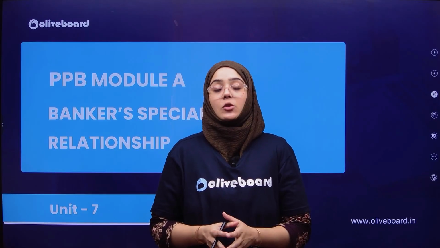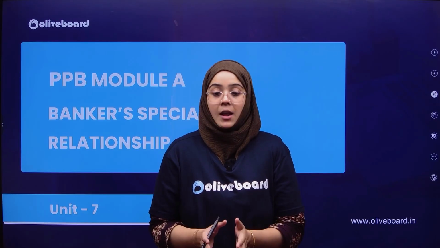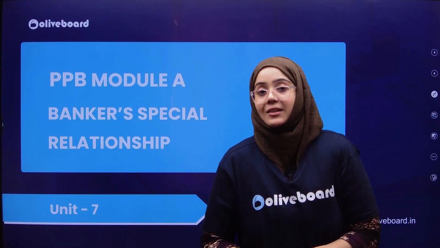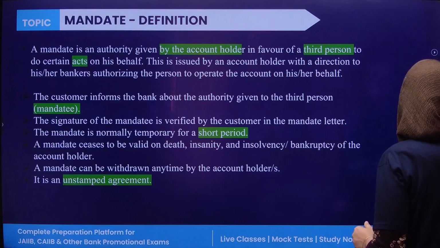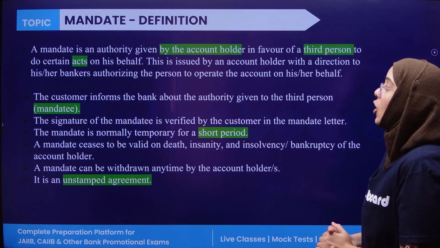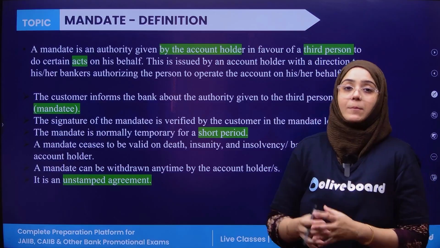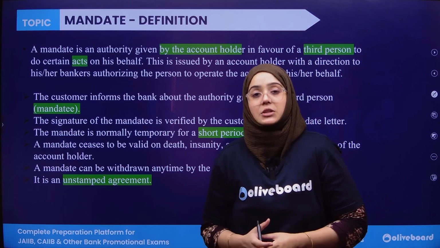So today we are going to discuss Unit 7, Banker's Special Relationship. So let's start discussing this topic and this chapter. First of all, let's talk about what a mandate is. There are two important things in this chapter: a mandate and a power of attorney.